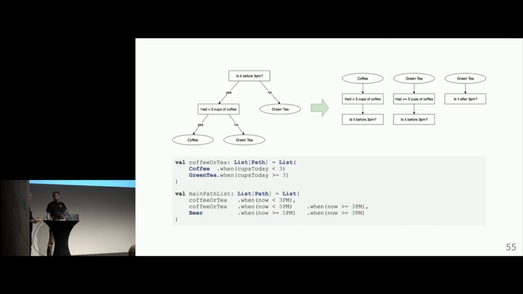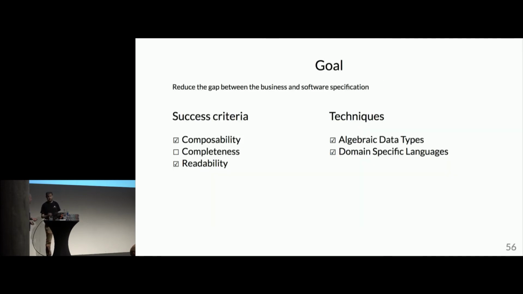So that's great. Now we've got a way to analyze the paths in our tree, and write them down in a much more readable and composable way. It's all type safe. It's looking good, isn't it? Yeah. If we look at our goal, which was to reduce the gap between software specification and the business, we've got two techniques, and they've got us quite far. We can compose with them, and it's readable, it's maintainable, it's expressed in the same way that we're talking as a team. The only problem is we're not sure if we've got completeness now.